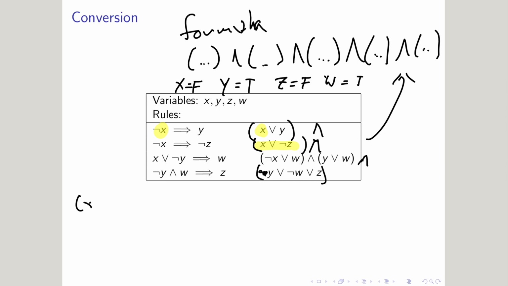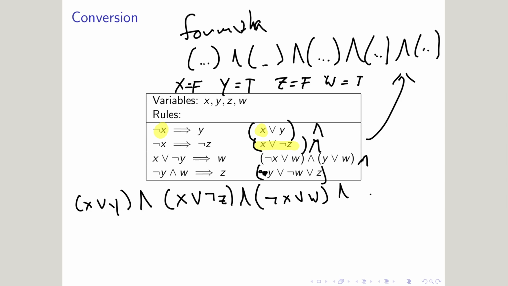So I have x or y, and x or not z, and not x, w, and y or w. It's a little bit unfortunate. I was hoping to get it all in one line.